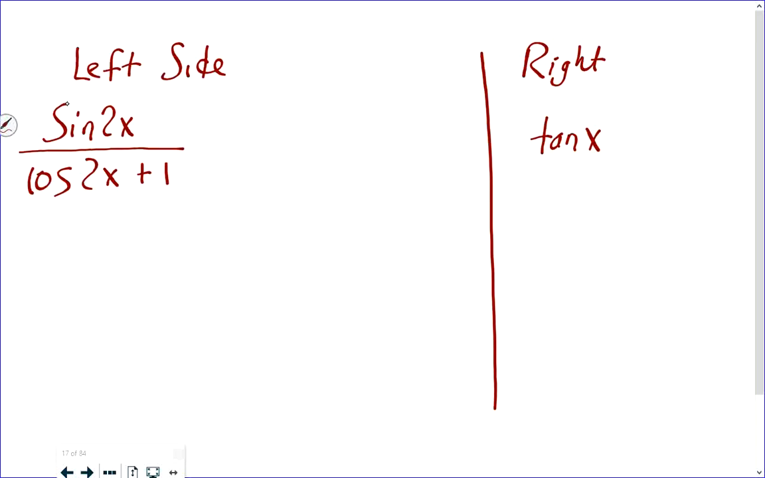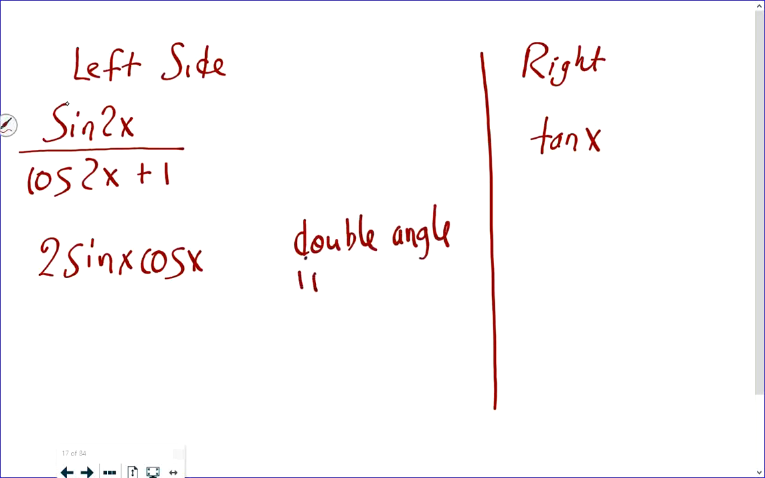What can we do here? Okay, there's only one thing we can do with the sine of 2x. It's that. Now, why am I allowed to do that? I'm allowed to do that because of a double angle identity. And I'm going to write double angle identities, actually, because I'm about to do the same thing with the cosine.